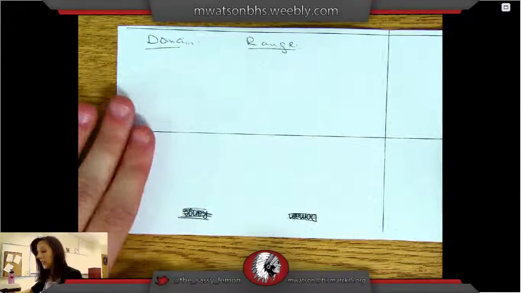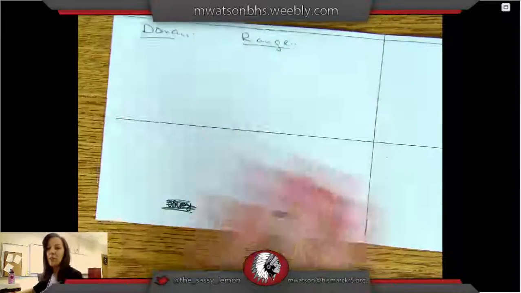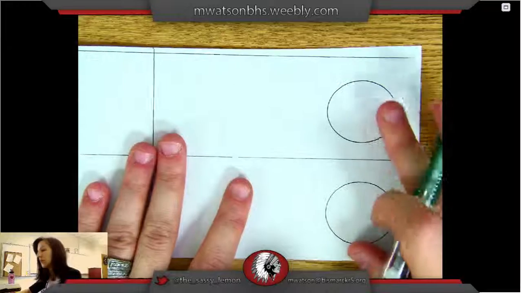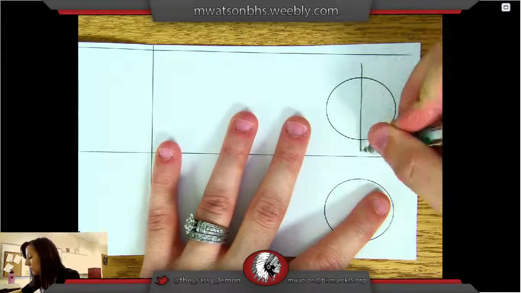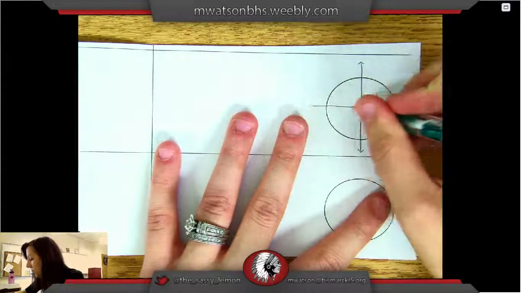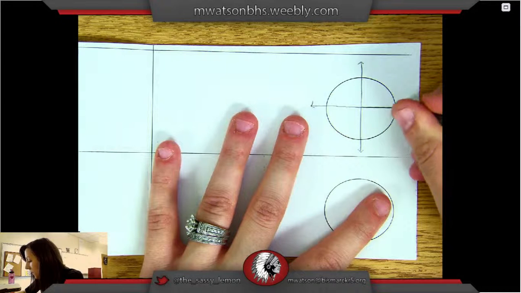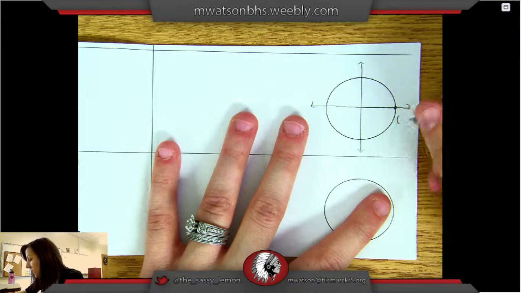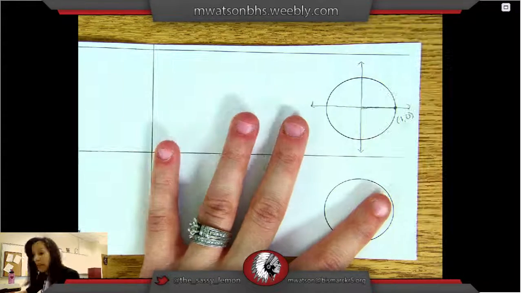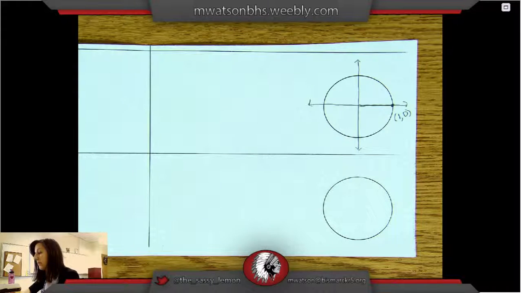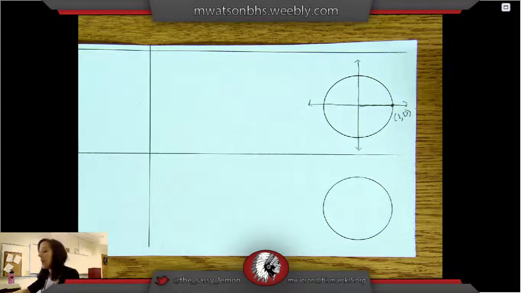So what we learned yesterday, and whenever you open your foldable, you're going to have to scratch out domain and range, write it up here, and we're actually going to start on this side with the circle. What we learned yesterday was about the unit circle. And the unit circle is just a circle on the coordinate grid whose radius is 1 unit long. So I'm going to put a 1, 0 here so that we can realize that this is a unit circle. Now, let's talk about all the y values and all the x values.